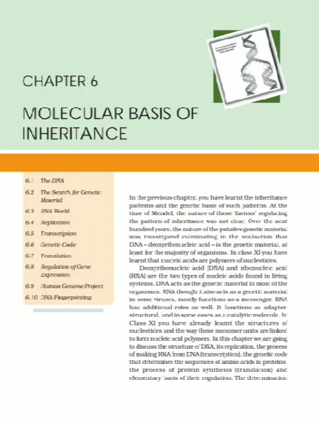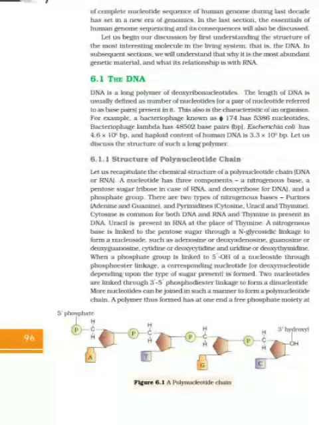The determination of the complete nucleotide sequence of the human genome during the last decade has set in a new era of genomics. In the last section, the essentials of human genome sequencing and its consequences will also be discussed. Let us begin our discussion by first understanding the structure of the most interesting molecule in the living system, that is the DNA. In subsequent sections, we will understand why it is the most abundant genetic material and what its relationship is with RNA.